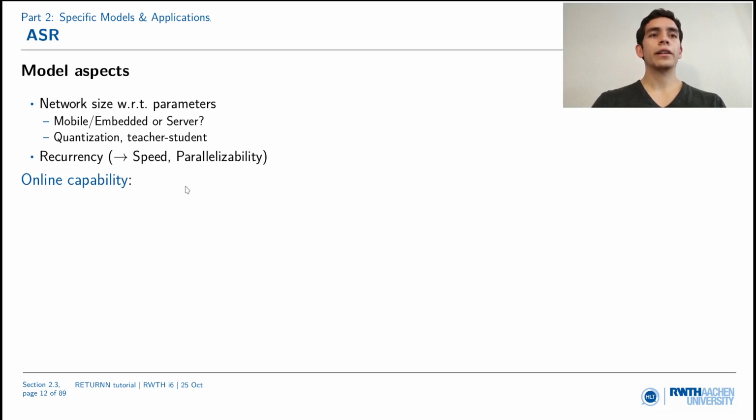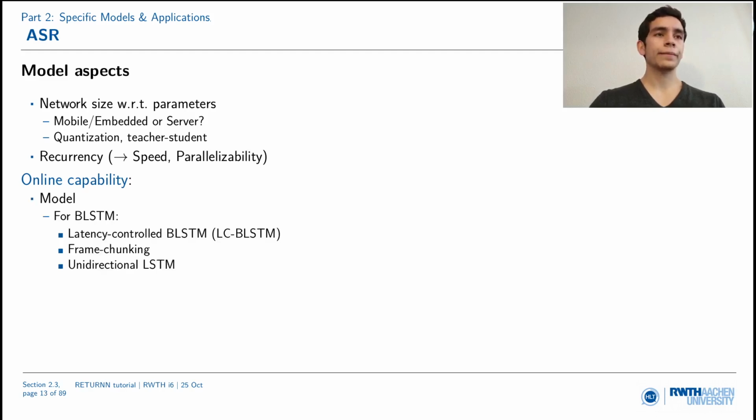When we have streaming ASR, that means that we have an audio stream coming in and we want to recognize it while the system is running. We might have to adapt other features. For example, if we have a BLSTM as an encoder, we might have to switch to other techniques such as latency-controlled BLSTM, because the BLSTM by definition is offline, so it has to consume the whole input sequence. Or we can do frame chunking, or we use unidirectional LSTM.